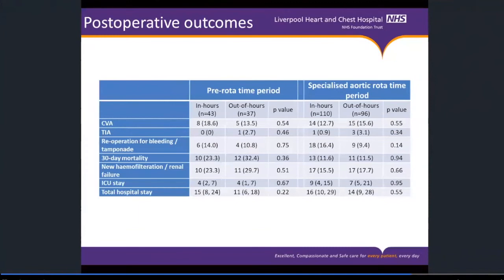Furthermore, the outcomes were not different during in-hours versus out-of-hours in terms of mortality and major comorbidities, neither during pre-rota establishment nor during post-rota establishment. However, as we can see, the mortality from the pre-rota was around 30%, yet this significantly improved with the establishment of the specialized rota in our unit.